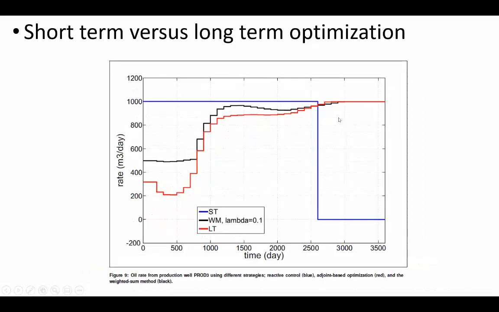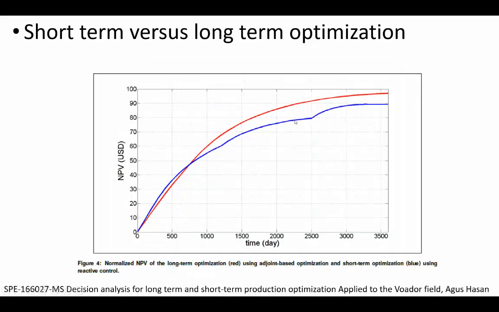And this could be due to the fact that if you produce too much initially, you might be accelerating water coning, you might be accelerating gas coning, you might be accelerating something that causes a bad consequence later in the future, either by reducing the productivity of the wells, or maybe by reaching a capacity constraint sooner.